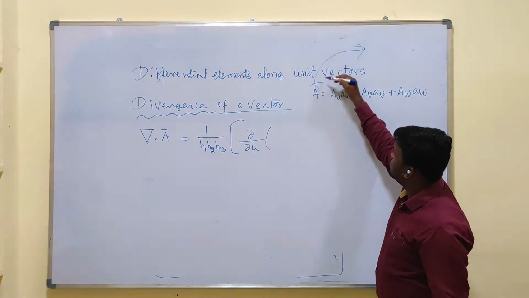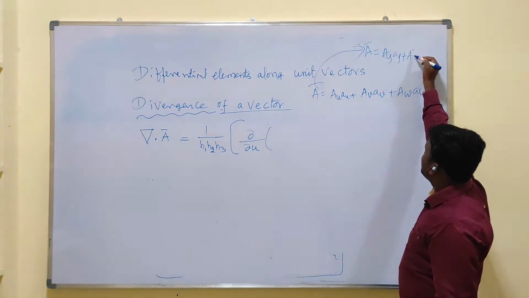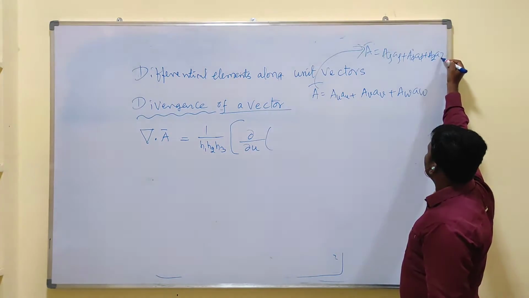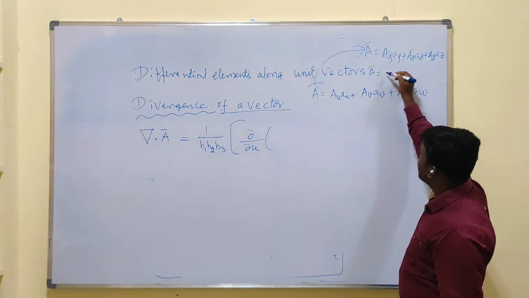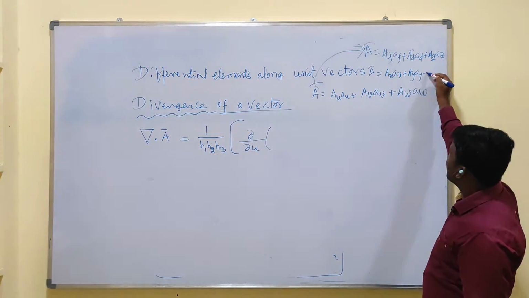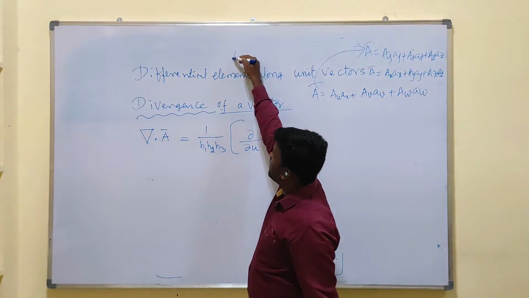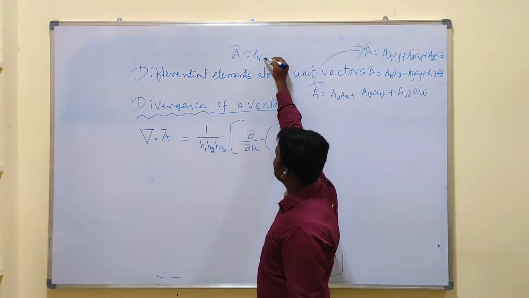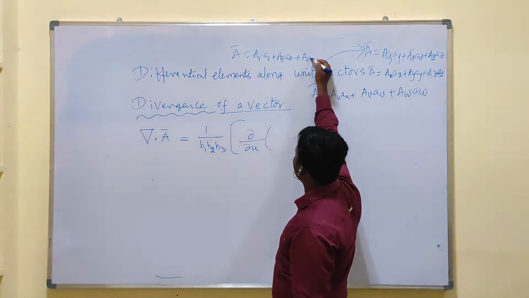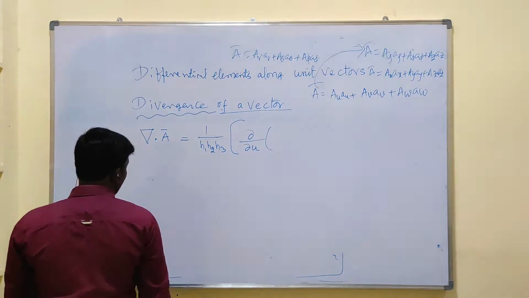If it is cylindrical, you can write this as A = Aρ ρ̂ + Aφ φ̂ + Az ẑ. If it is in Cartesian, Ax x̂ plus Ay ŷ plus Az ẑ. If it is in spherical, A is equal to Ar r̂ plus Aθ θ̂ plus Aφ φ̂. Please remember this representation. Okay.